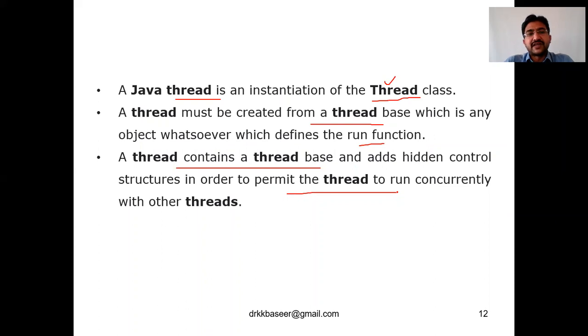Now, what is the purpose of that? A thread has a thread base and some hidden control structures. The purpose is that we want threads to run concurrently, right? As I said, for watching a movie, we have an audio thread, a video thread and a text thread. All have to run concurrently with other threads. So we require the creation of threads. Simply remember, a Java thread is an instantiation of the thread class.